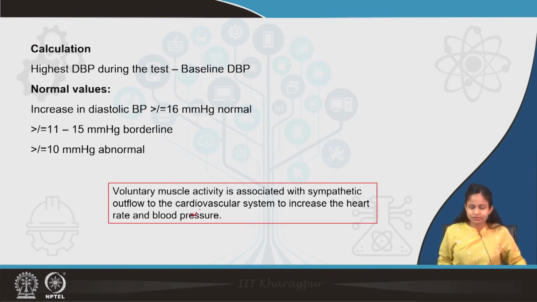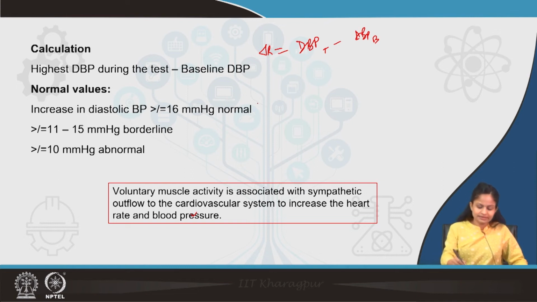So, in the calculation we do, we have to check for the reactivity, or the stress reactivity, or the cardiac autonomic reactivity. So, we check for the delta, that means autonomic reactivity, that is the highest diastolic blood pressure during the test minus the baseline diastolic blood pressure. The normal value is usually an increase in the diastolic blood pressure, and this happens at more than or equal to 16 millimeter of mercury.